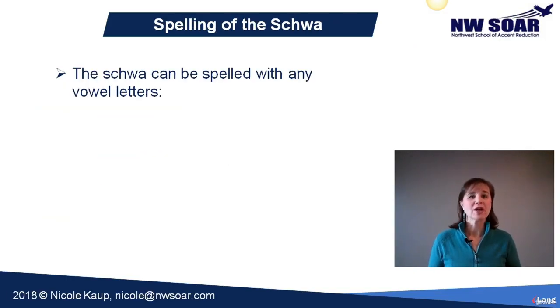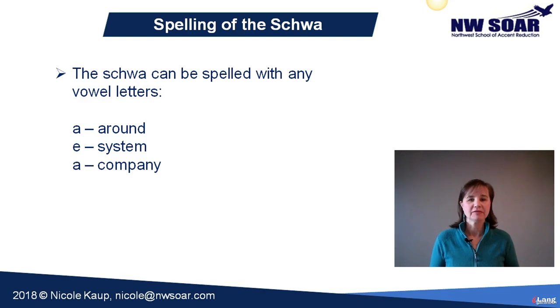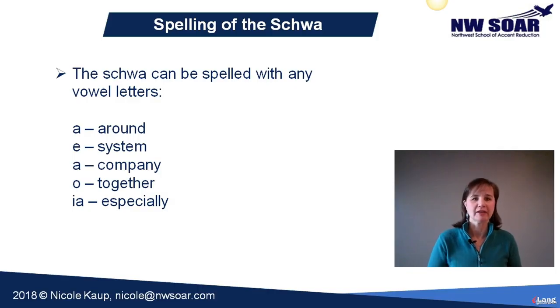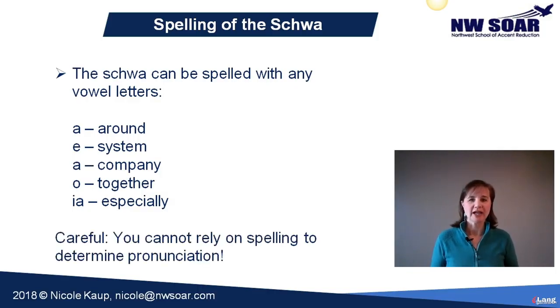Note that there is no consistent spelling of the schwa, since all weak syllables, no matter how they're spelled, are pronounced with this weak, unclear sound. In our examples, the schwa was spelled with an A in around, an E in system, an A in company, an O in together, and with an IA in especially. Now, this is one of the biggest challenges in spoken English. We cannot always rely on spelling to determine correct pronunciation.